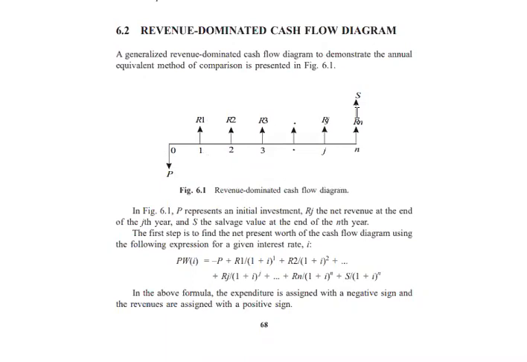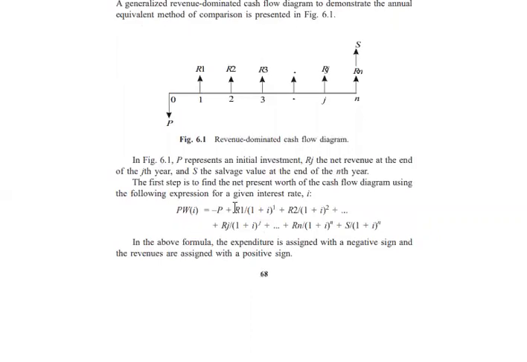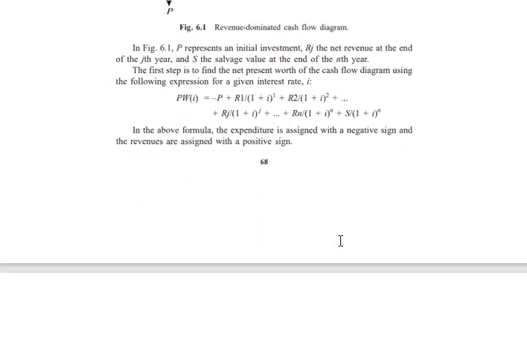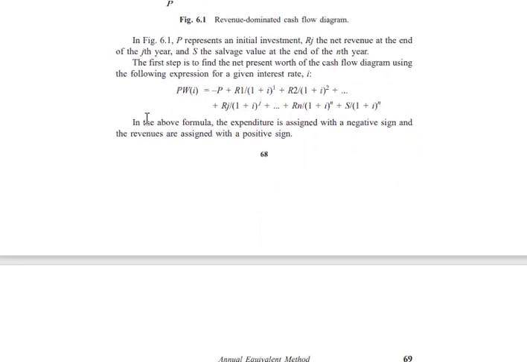The first step is to find the net present value of the cash flow diagram. You can use the following expression to find the value with a given interest rate. You can see that in the above formula, the expenditure is assigned a negative sign, and the revenue is assigned a positive sign. So the expenditure should be in the negative sign and the revenue in the positive side, so that all the incomes are positive and all the expenses are negative.